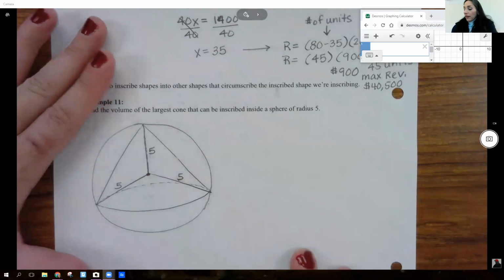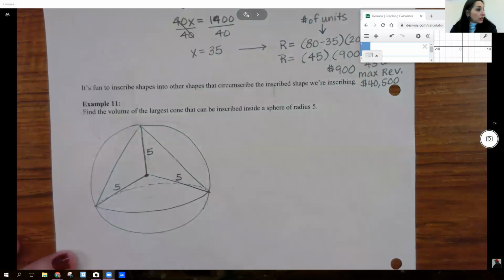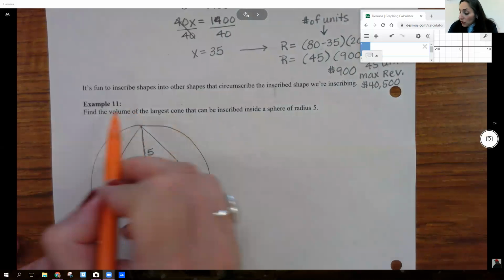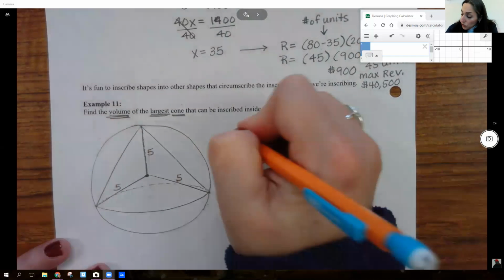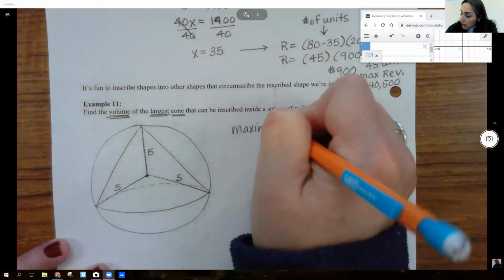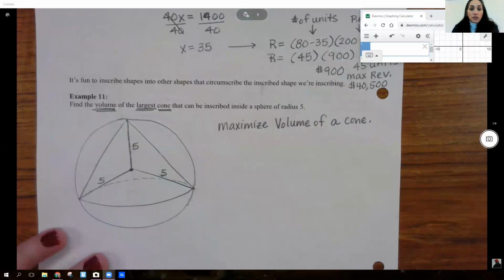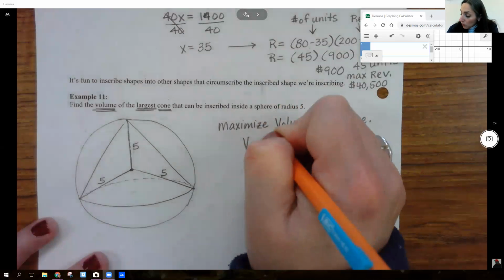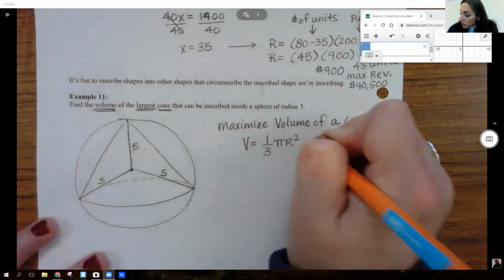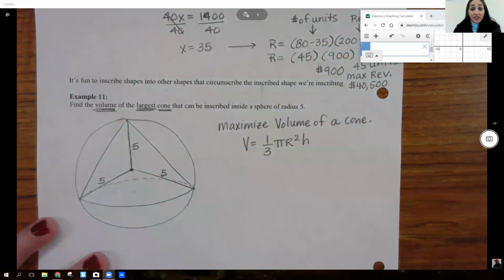Now we're trying to find the volume of the largest cone. We are trying to maximize the volume of a cone. So we're going to be taking the derivative of the volume formula of a cone, which is 1/3 pi r squared h. Our only problem is that it's in 2 variables, so we want to get it into 1 variable. We better look at what else we have going on here. Doesn't look like they give us a whole lot of information, do they? We're definitely going to use this 5 somehow.